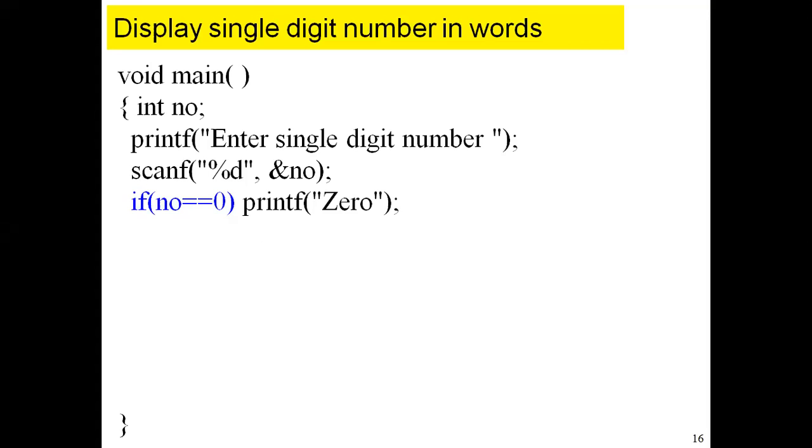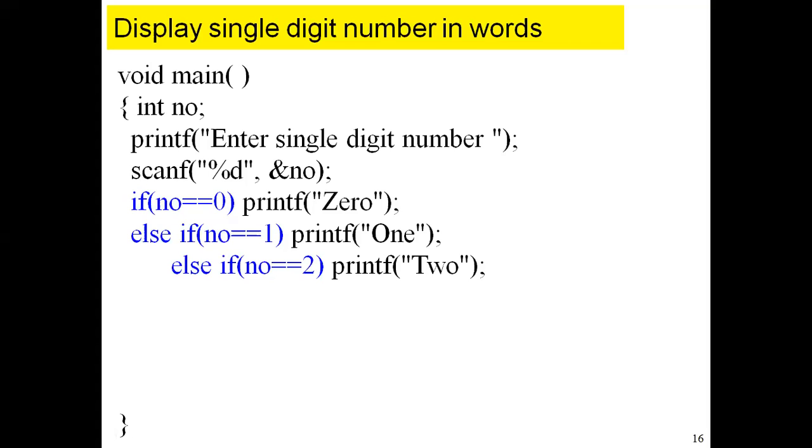So if number is not 0, what can it be? It can be 1 to 9. So keep checking conditions one by one. So else if number equal 1. Remember for comparison we use double equal, not single equal. Single equal to number store होतो, compare नहीं होत. So if it is 1, printf 1.